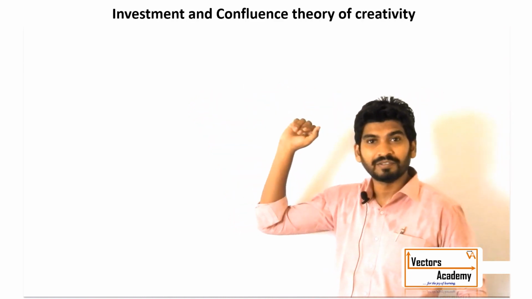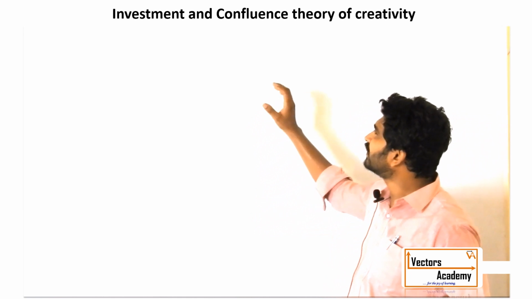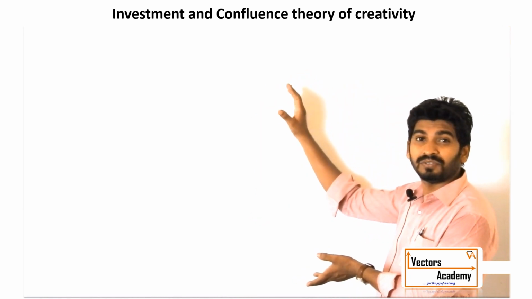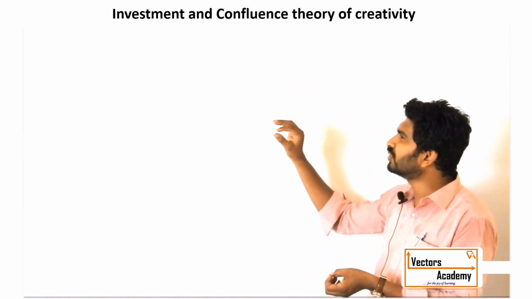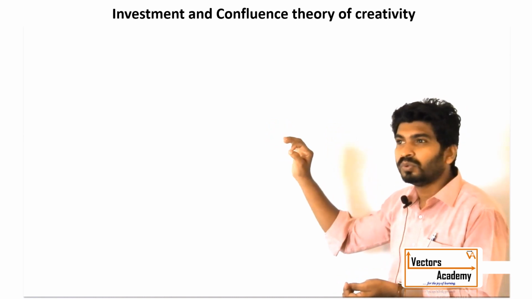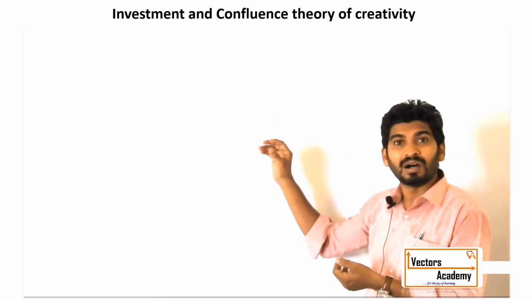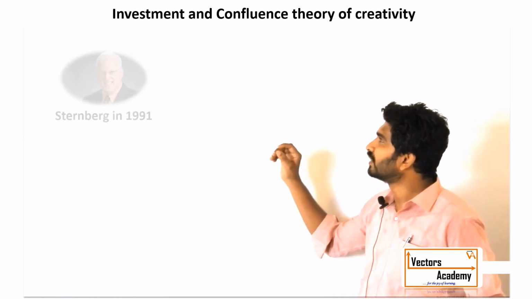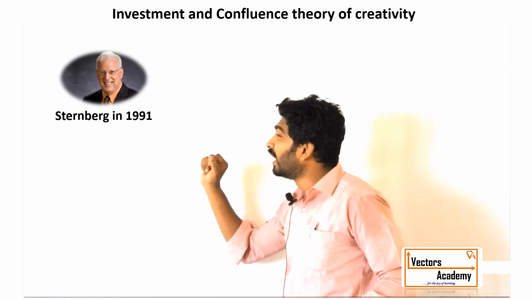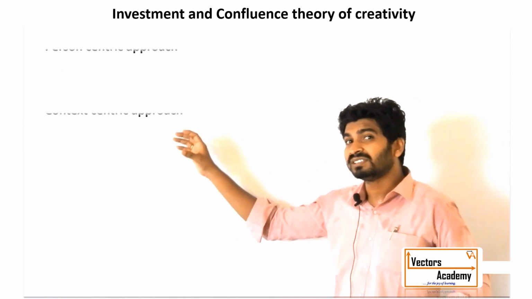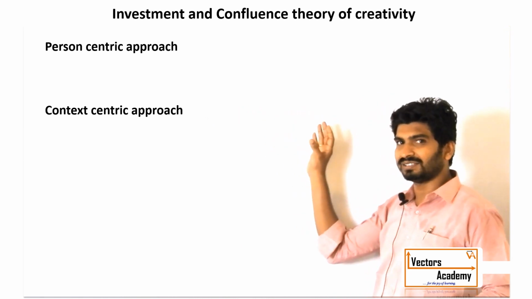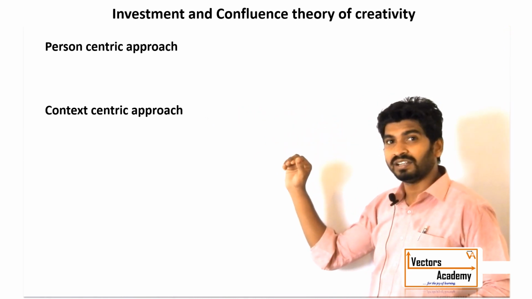Hi. So let us have a look at the investment and confluence theory of creativity. What this theory does is it defines creativity. Before this, creativity was just a term to explain what the smartest of the people. But Sternberg in 1991 has studied both the person-centric approach as well as the context-centric approach to define creativity.